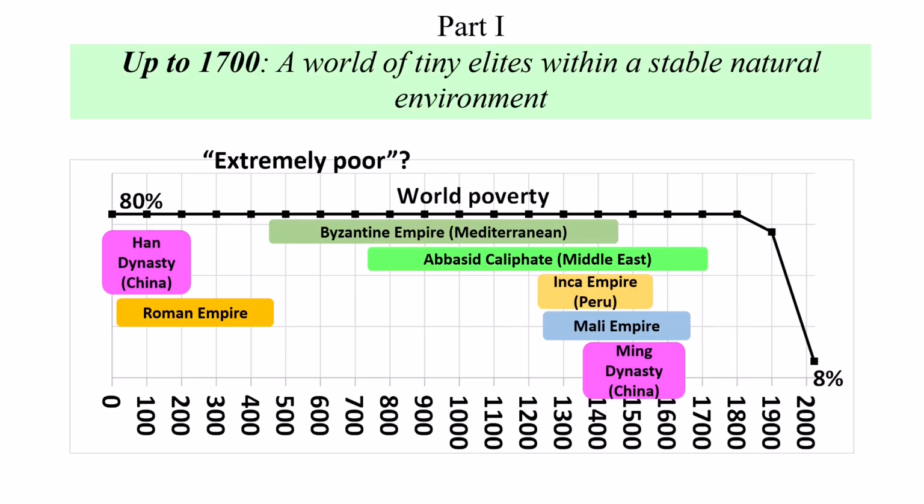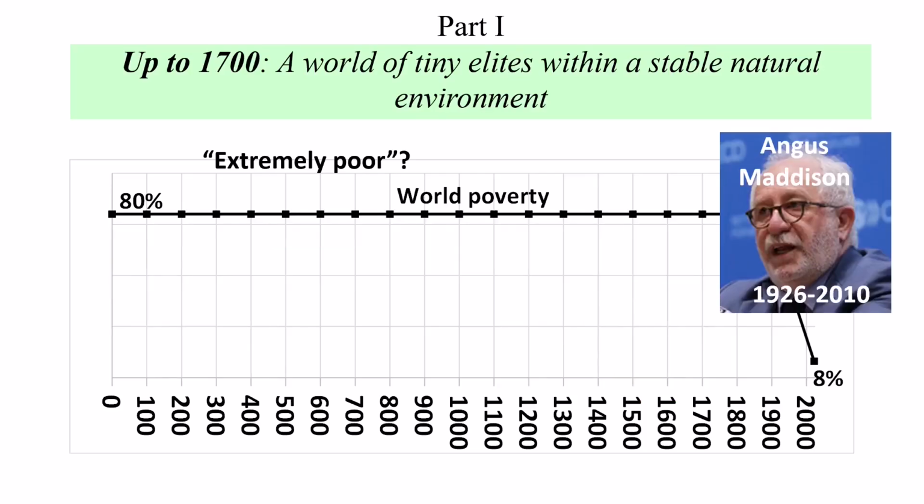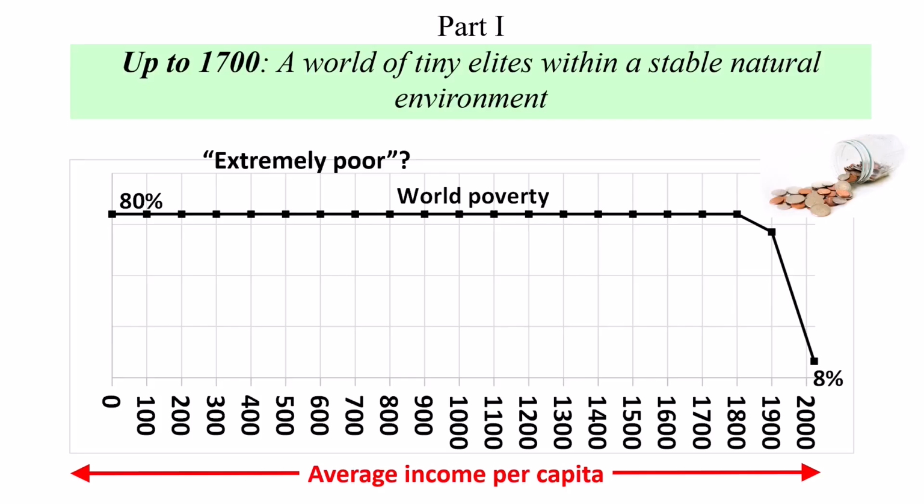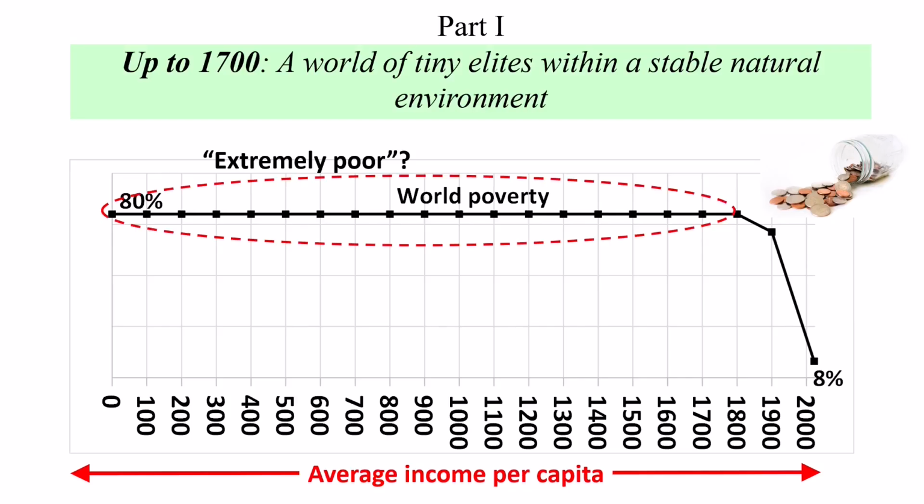A key person here is the British economic historian Angus Maddison. He estimated average income per person going back to the year 0. Of course, for most of this period, people didn't use money, and it was only in the 20th century that countries built up statistical systems to measure the income of their populations. So, how would one know the average income per person here?